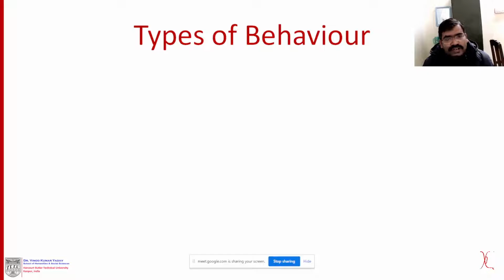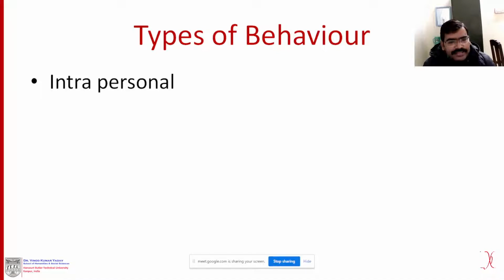Now, what are the different types of human behavior when we talk about transactions? As you know, in set theory, you might have studied one-to-one mapping, one-to-many mapping, many-to-one mapping, and many-to-many mapping. Likewise, we have intrapersonal behavior. Now, what is this intrapersonal behavior? It is a behavior which is individual behavior within yourself.